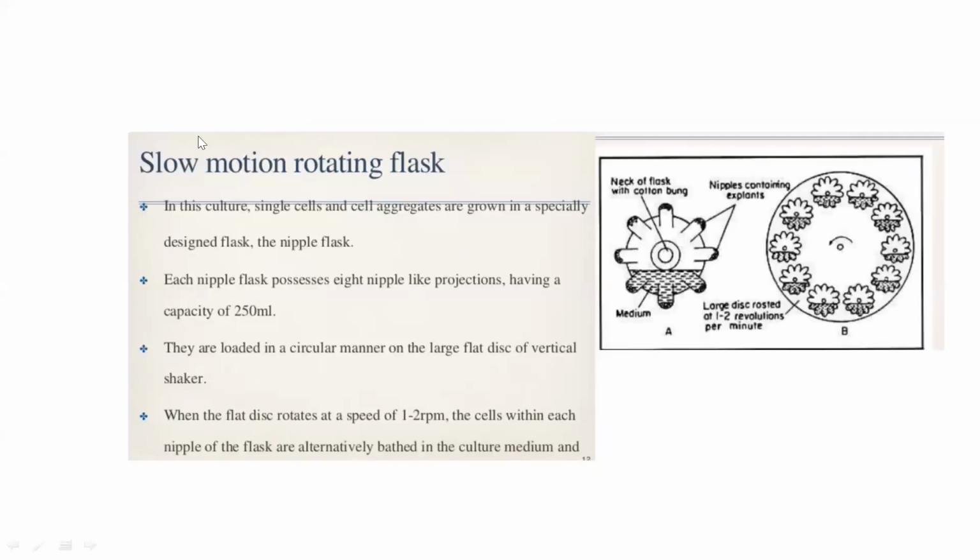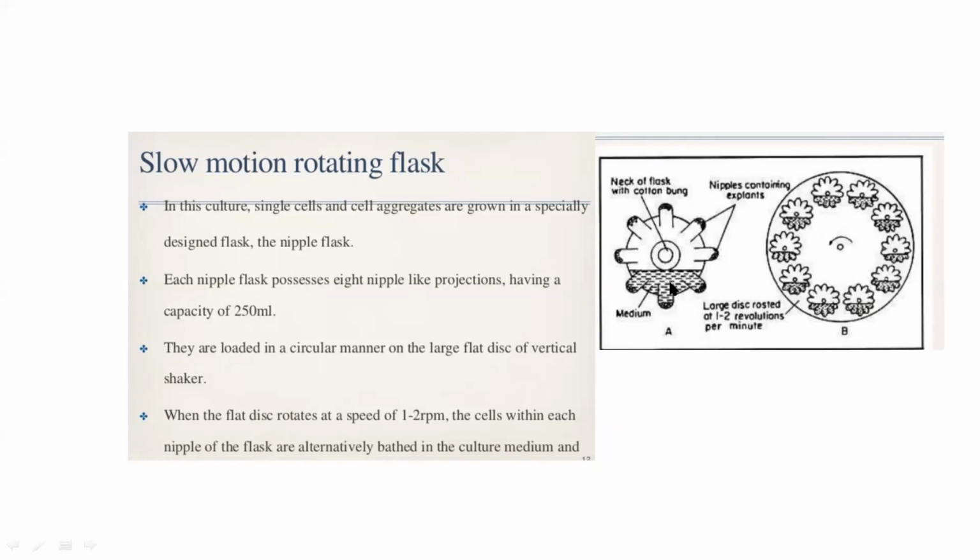So this is the slow motion rotating flask. Single cells and cell aggregates are grown in a specially designed flask. This flask is called a nipple flask. So you have nipple-like projections. This is the nipple flask. It has a capacity of 250 ml, so you can make use of such low volume and grow in laboratory conditions.